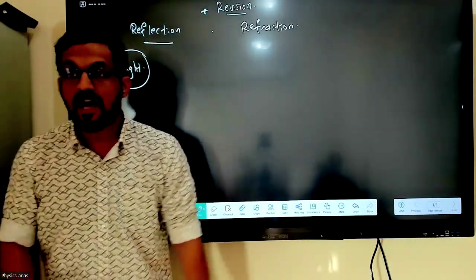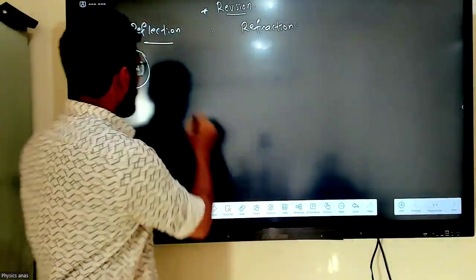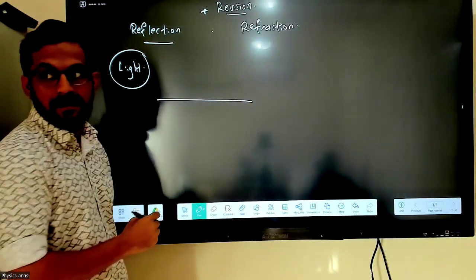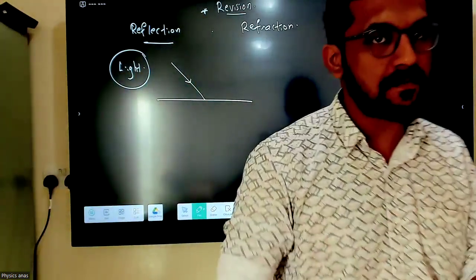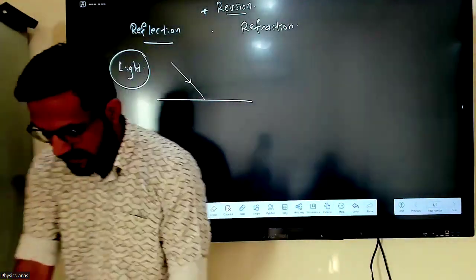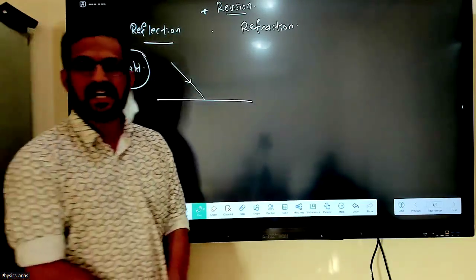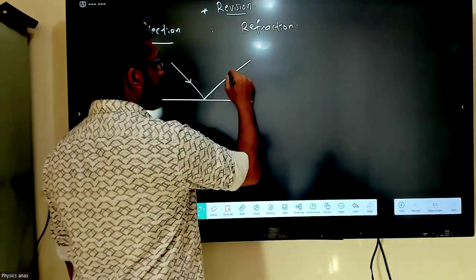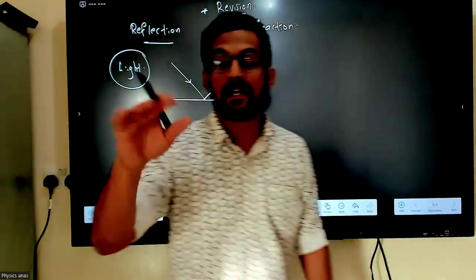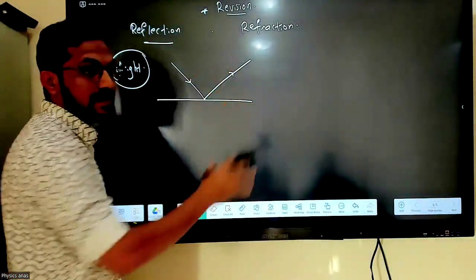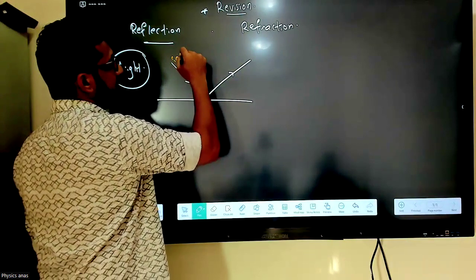Then reflection, very important. You have to understand what is reflection. What is reflection? Bouncing back of light from a surface when it hits on that surface. Bouncing off of a light ray from a surface is called what? Reflection.